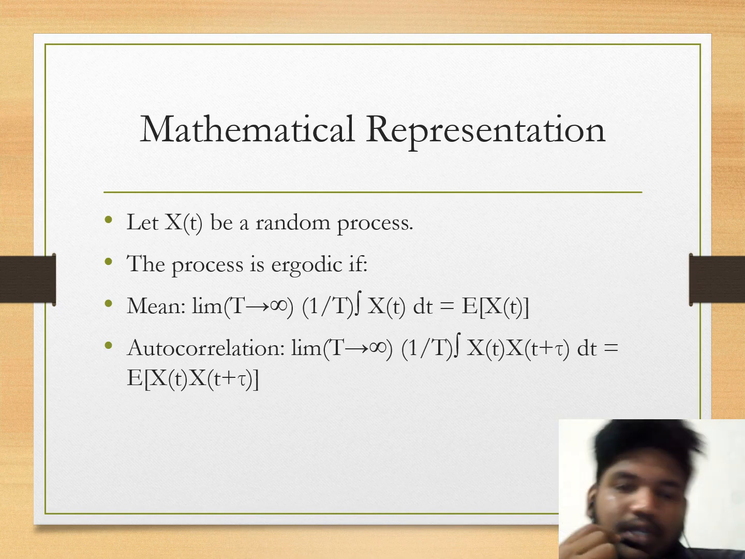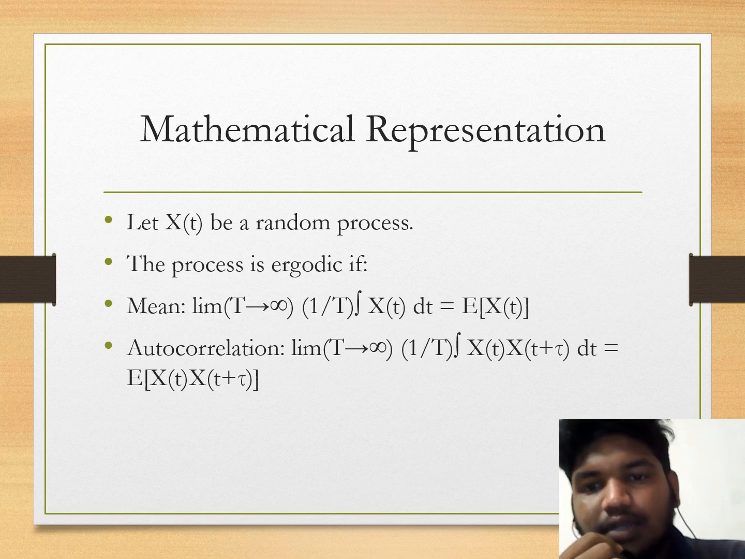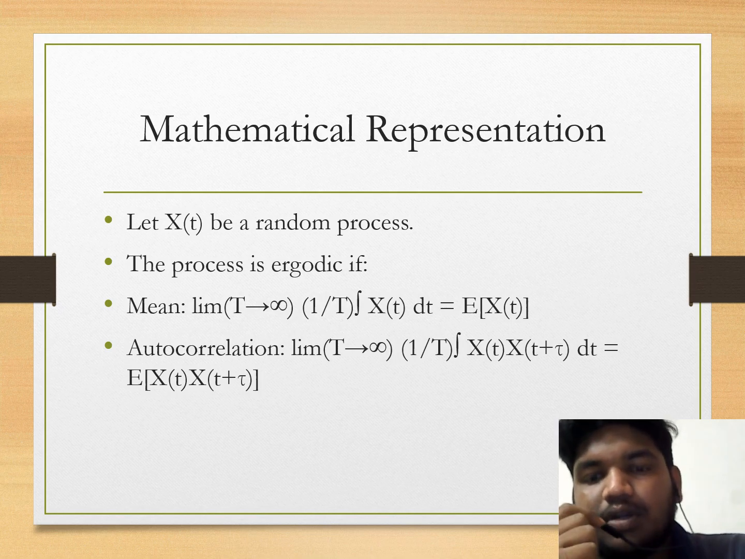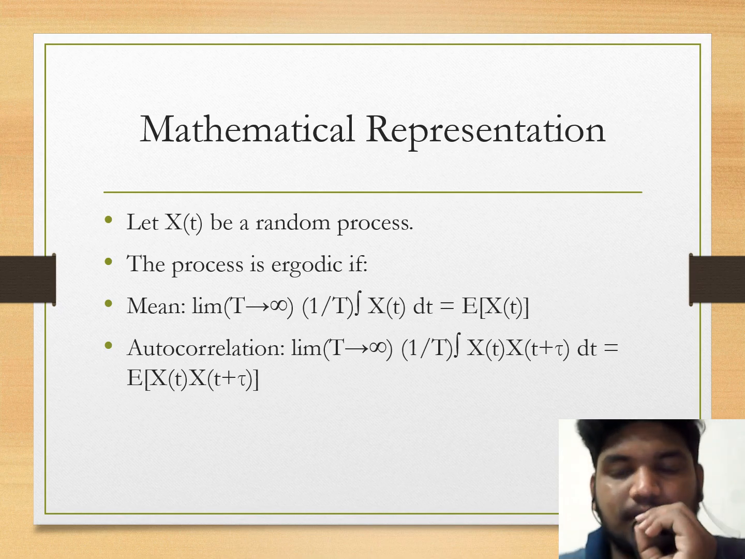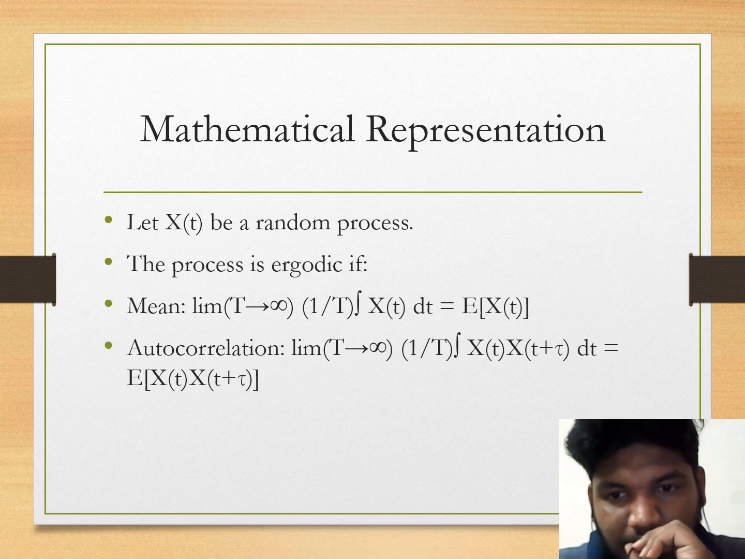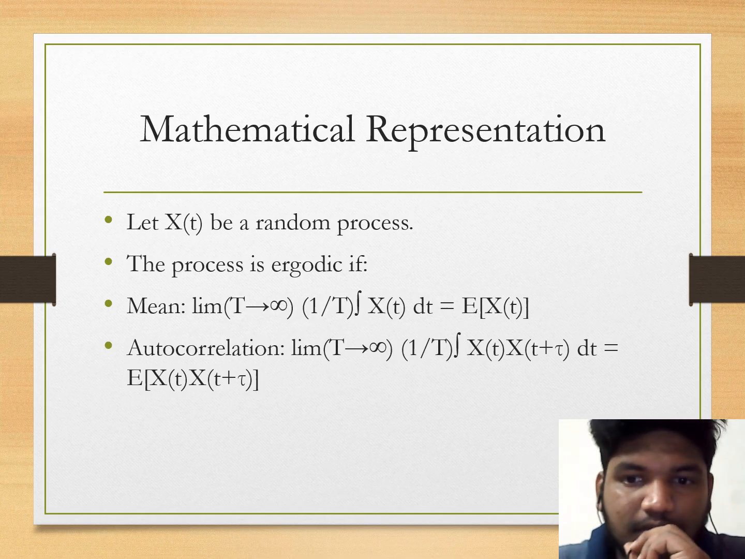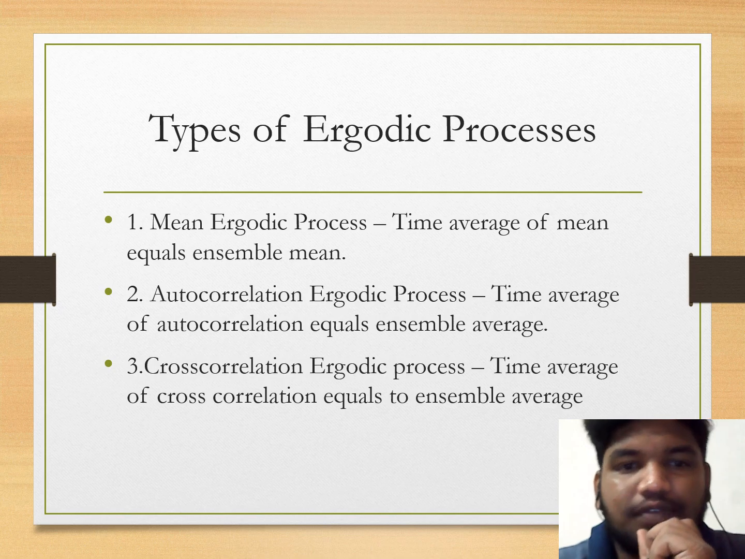And now we have autocorrelation: limit T tends to infinity of 1 by T integral x of t into x of t plus tau dt, and this is the expectation. The meaning of autocorrelation is finding the similarities within one random process. Cross correlation means finding similarities between two random variables, and autocorrelation means finding similarities within one variable. This is about autocorrelation.